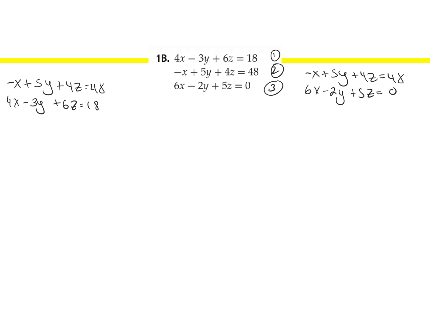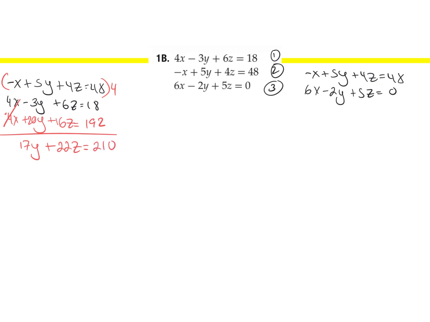Now, the reason I chose equation 2 is because of that x. The x has a coefficient of negative 1. It makes it a lot easier to solve. So I'm going to multiply this top one by 4, which will give me negative 4x plus 20y plus 16z equals 48 times 4, which is 192. Now the x's cancel out when I add them. It would be 17y, and then 16 plus 6, which is plus 22z, equals 192 plus 18, which is 210.